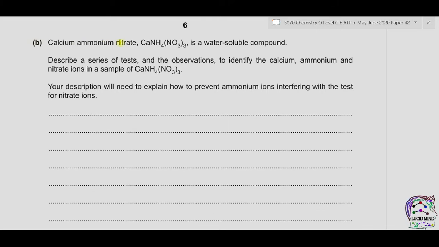Part B, calcium ammonium nitrate. We have calcium ammonium nitrate, which is a water soluble compound. Describe a series of tests and the observations to identify calcium, ammonium, and nitrate ions in a sample of calcium ammonium nitrate. Your description will need to explain how to prevent ammonium ions interfering with the test for nitrate ions. First things first, we have this water soluble compound, so we are going to dissolve this salt in water.